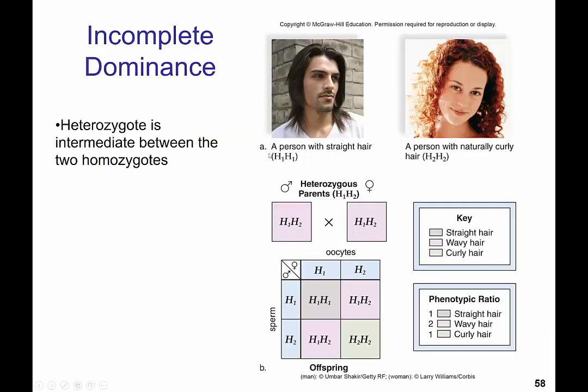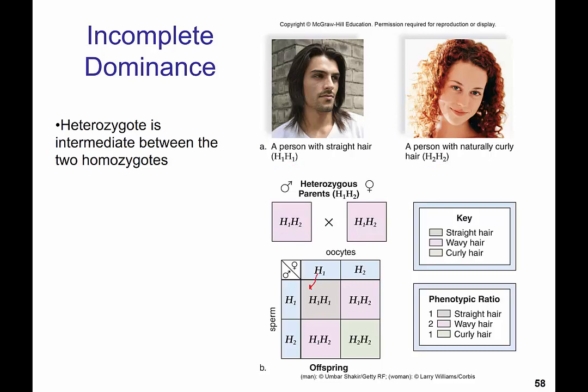So if we have a person with straight hair represented as this H1, and a person with naturally curly hair represented as H2, notice here that we have alleles that have the same letter. They're both dominant in their own right, and so that's why we have the subscript. Wavy hair is going to be represented by this H1H2. So if you have two wavy-haired people that are reproducing, that's represented by this Punnett square here.